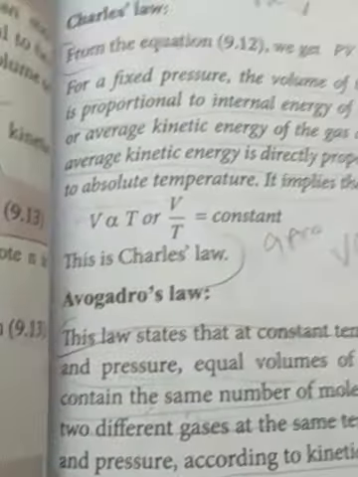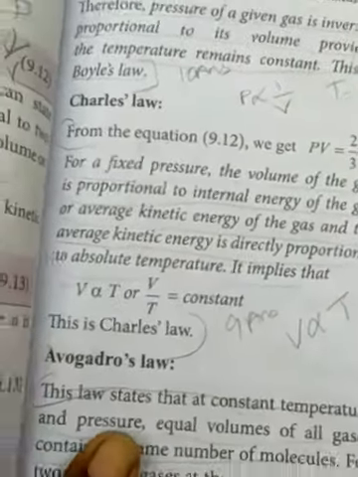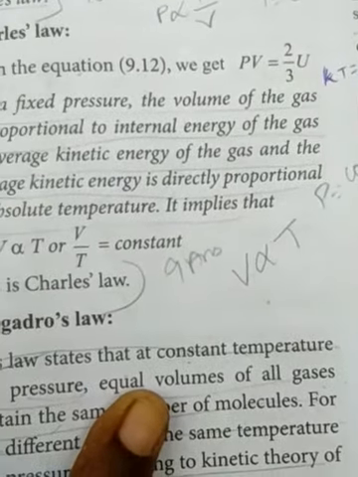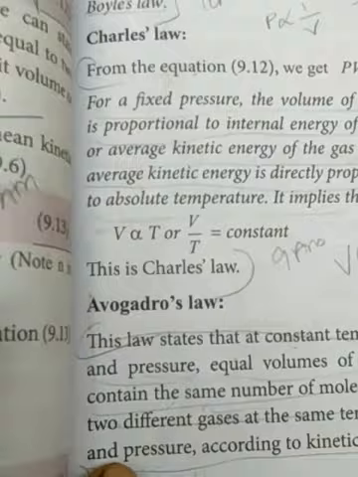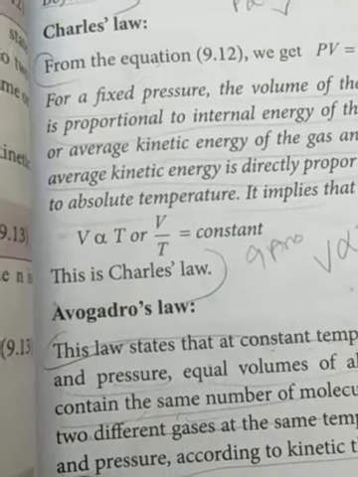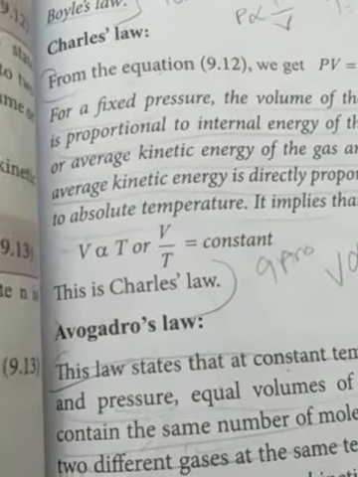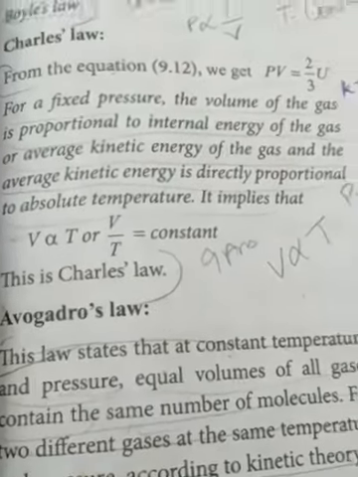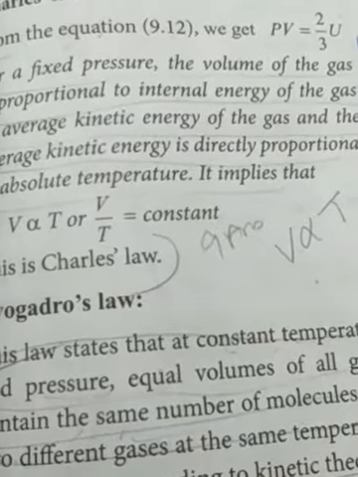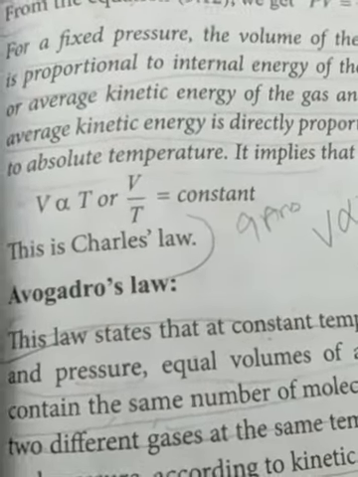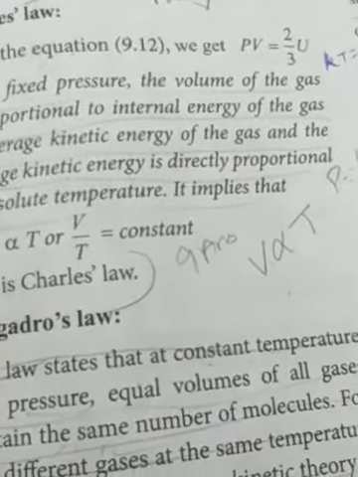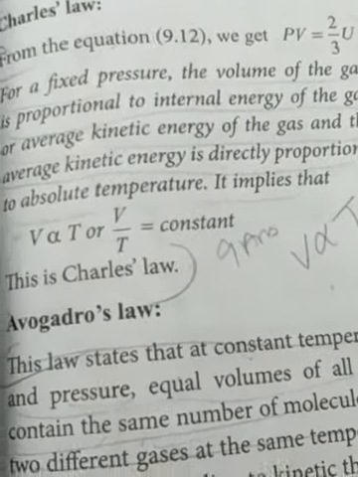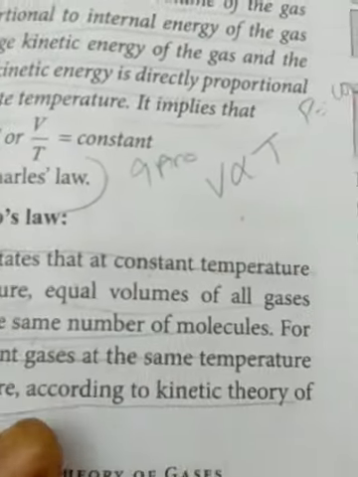Next, Avogadro's law. This law states that at constant temperature and pressure, equal volumes of all gases contain the same number of molecules. If you take two types of gas, the number of molecules inside is the same.